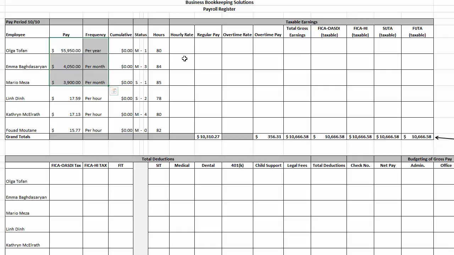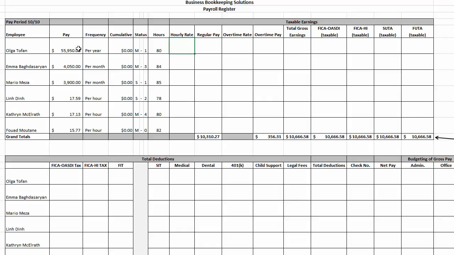However, this company is really nice to everyone. They say everyone is eligible for overtime. So notice these two people, even though they're salaried, they work more than 80 hours, so they're going to get 4 and 5 hours of overtime respectively. So to calculate their overtime pay, we first have to calculate the overtime rate. So let's do Olga's overtime rate first.